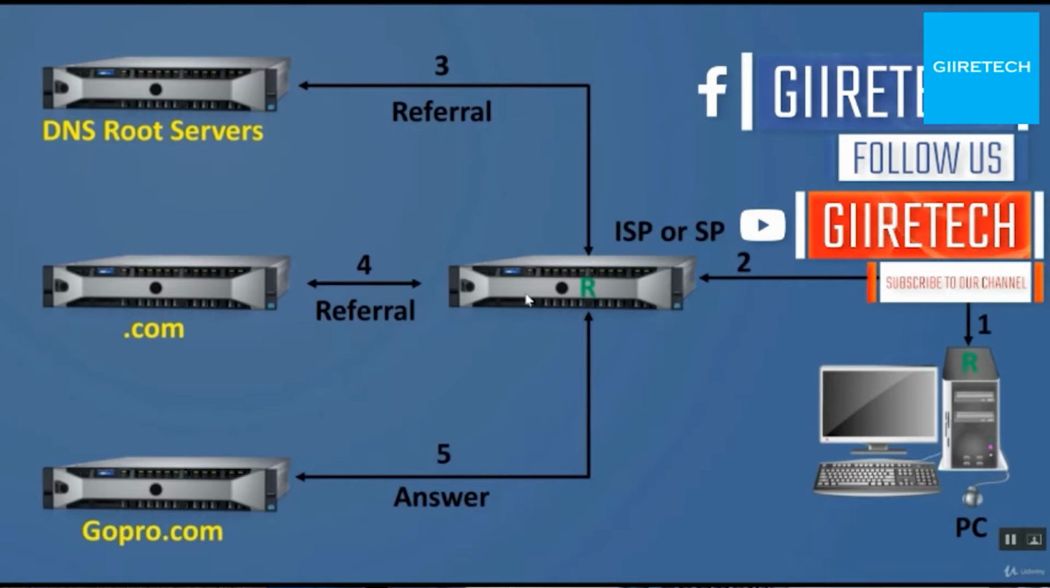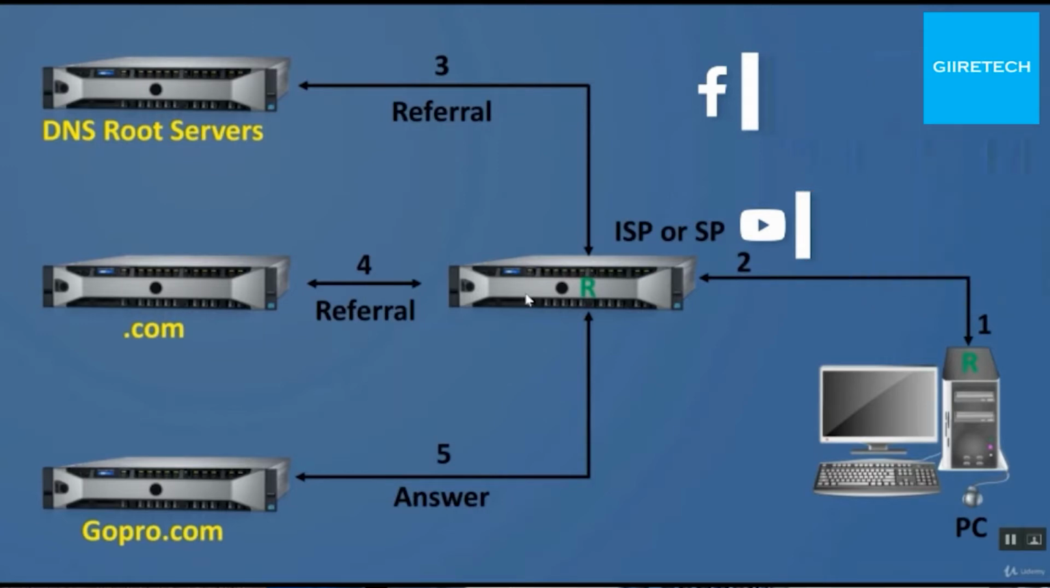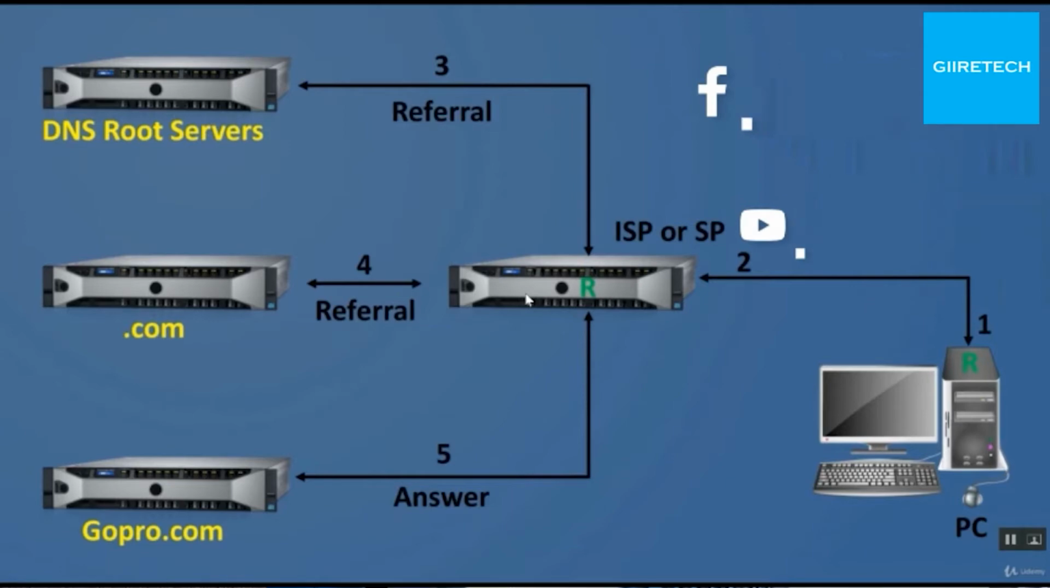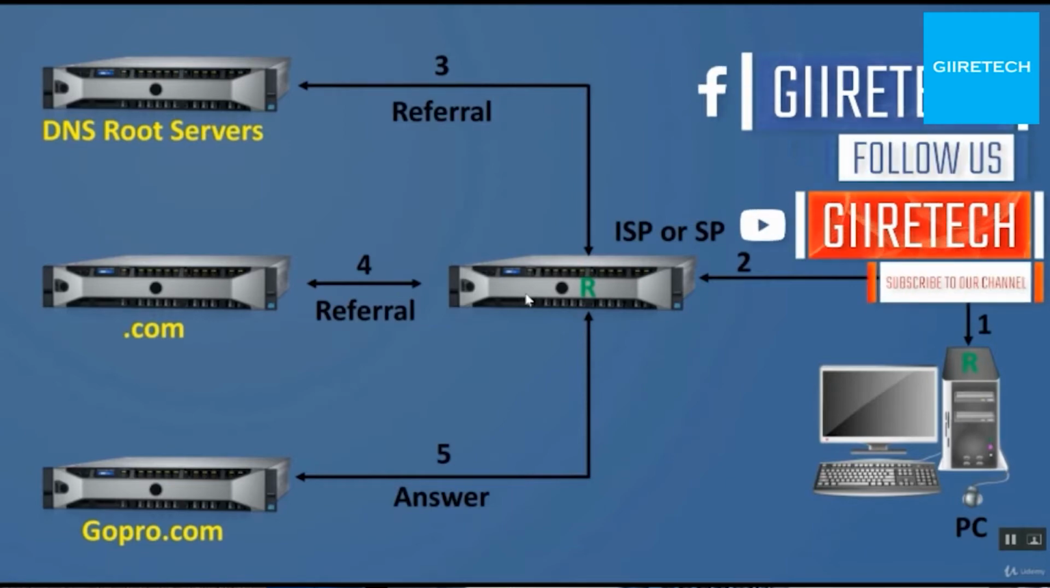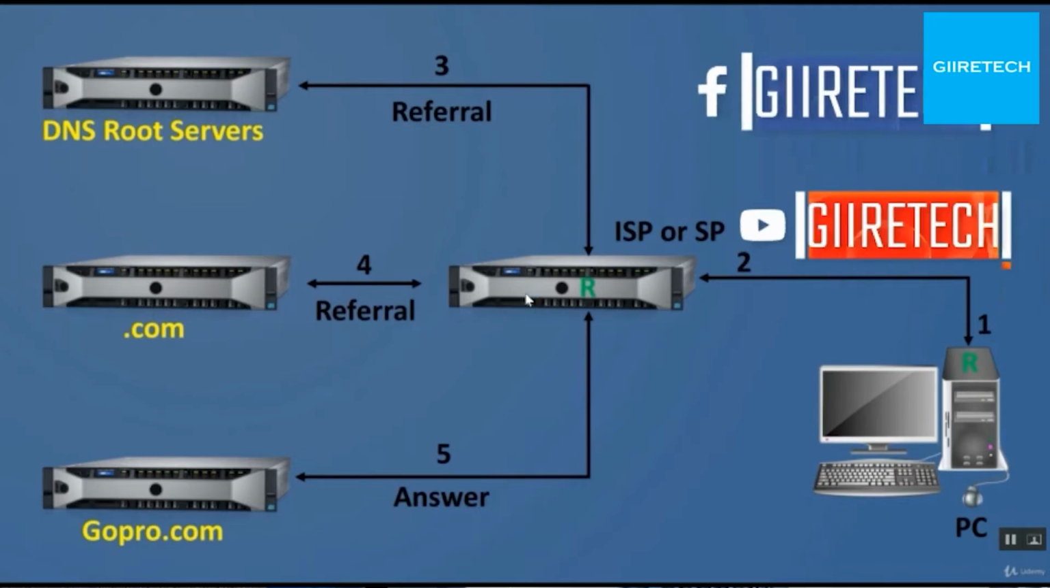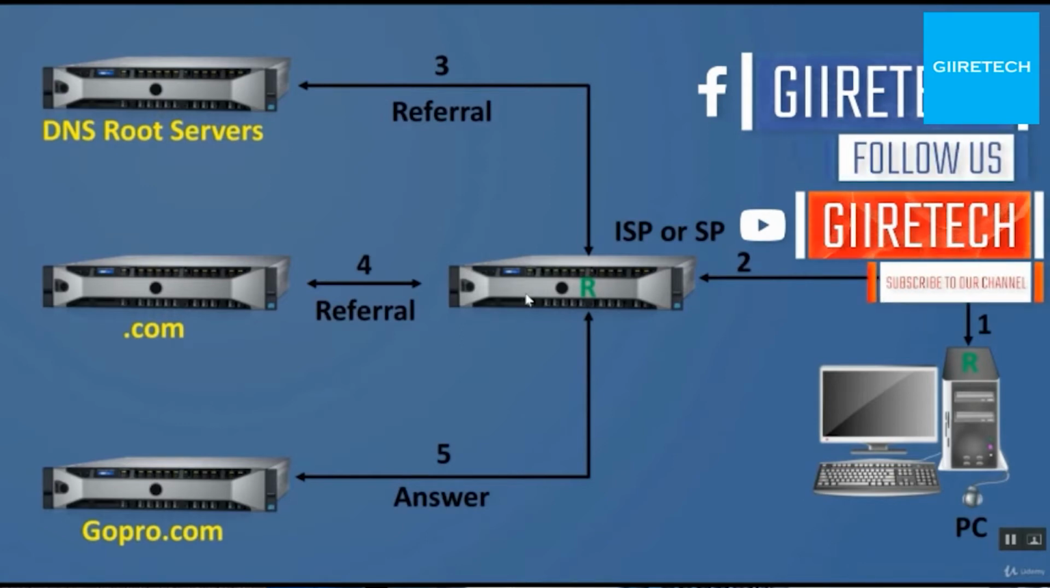An iterative query works like this. If the DNS server does not know the answer but has information that will help resolve the query, it will respond back with this information. The root hint server knows nothing about gopro.com, but it does know about the next level in the DNS hierarchy, the .coms, or TLD, which is top-level domains. So the root server sends a referral back to the ISP's resolver pointing to .com.